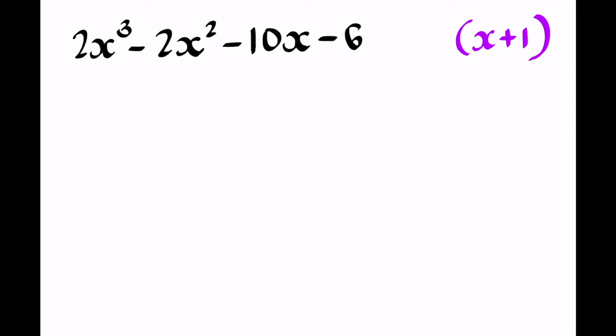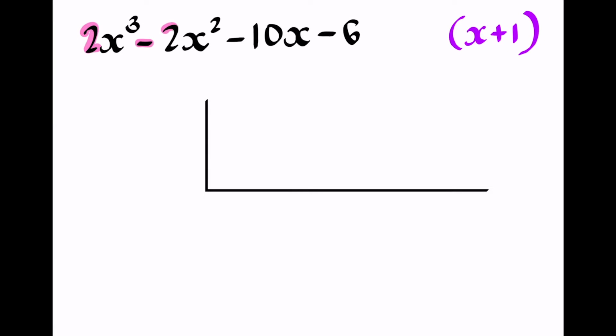For synthetic division, we're going to start by just drawing out our little synthetic division table. All our coefficients, as well as our constant. We also need the other number in our brackets. So what we're going to do is take our coefficients and list them out. So 2, then minus 2, minus 10, and minus 6. So we got all of those from our expression.